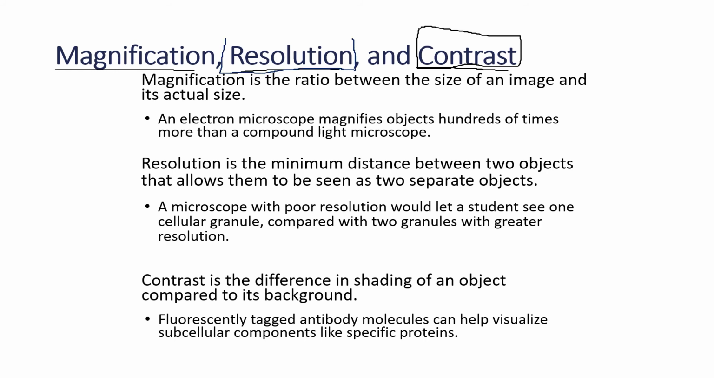Resolution is the ability to tell that 2 points are separate. So if you put 2 points really close together, sometimes it's hard to tell that they're two separate structures. And the smallest distance that you can tell two dots are separate is the resolution. And the resolution is really what limits the light microscopes. The resolution is much finer with electron microscopes. And then we talked about magnification already.